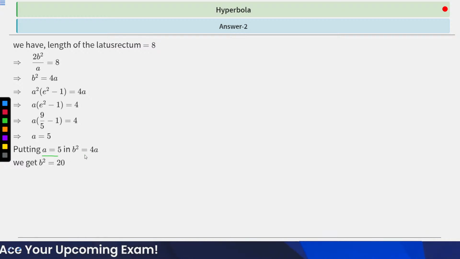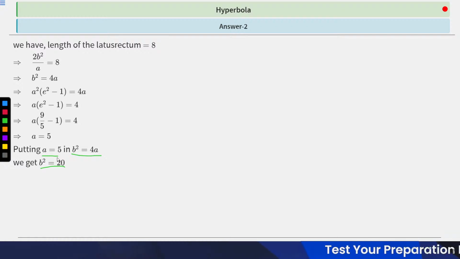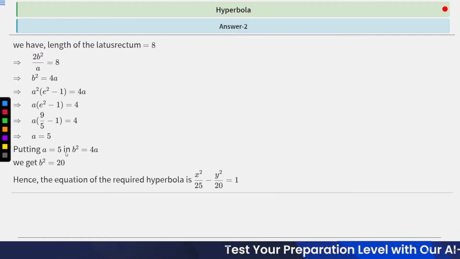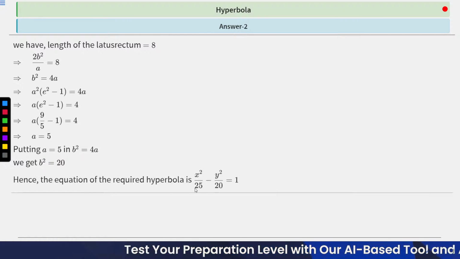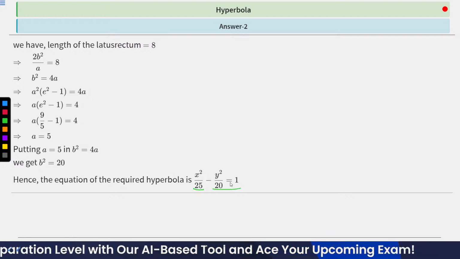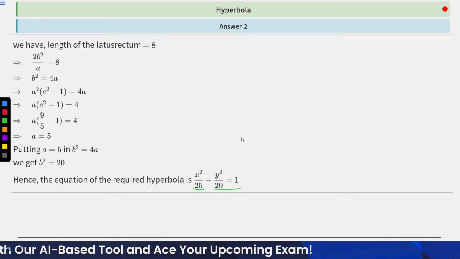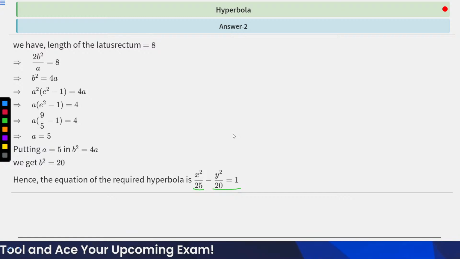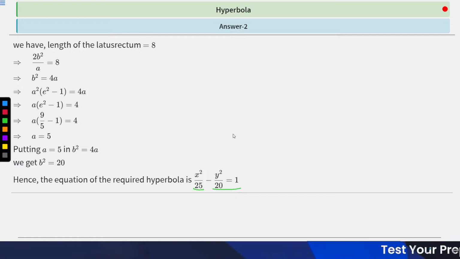So putting a, you will have b as what? b square will be 20. Hence, the equation will be what? x square by 25 minus y square by 20 is equals to 1. Okay. We already gave some extra information related to the conjugate hyperbola, so that was not necessary for this solution. Okay, that was something extra.